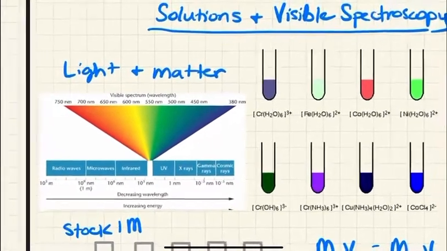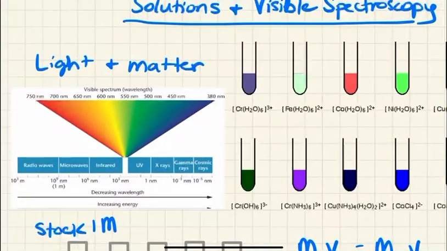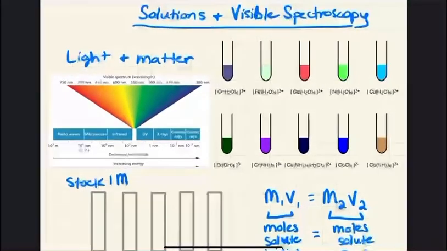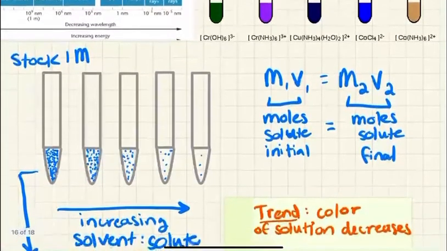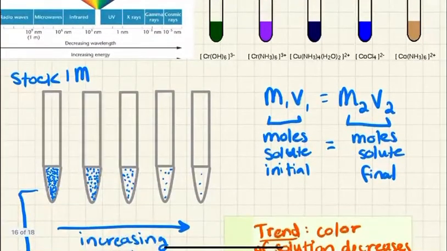All right, so in a visible spectroscopy, we might imagine that these are the wavelengths that we use, and spectroscopy is just a word that has to do with measuring things with light. All right, so before we get into the actual details of how the spectroscopy works, let's talk about solutions.